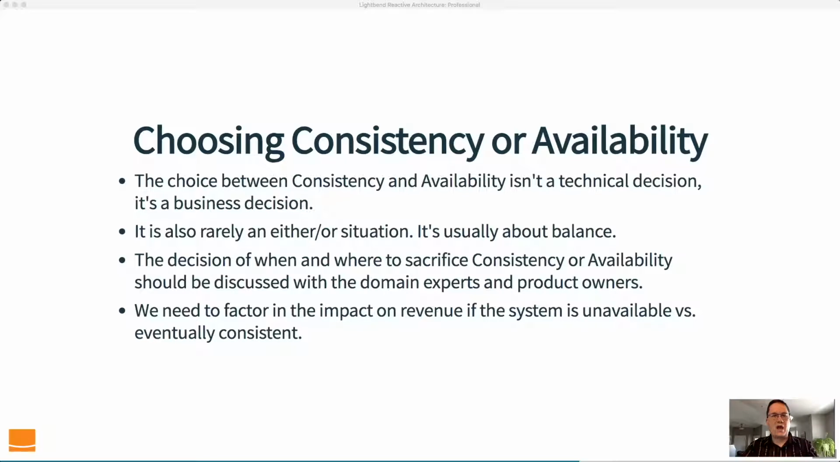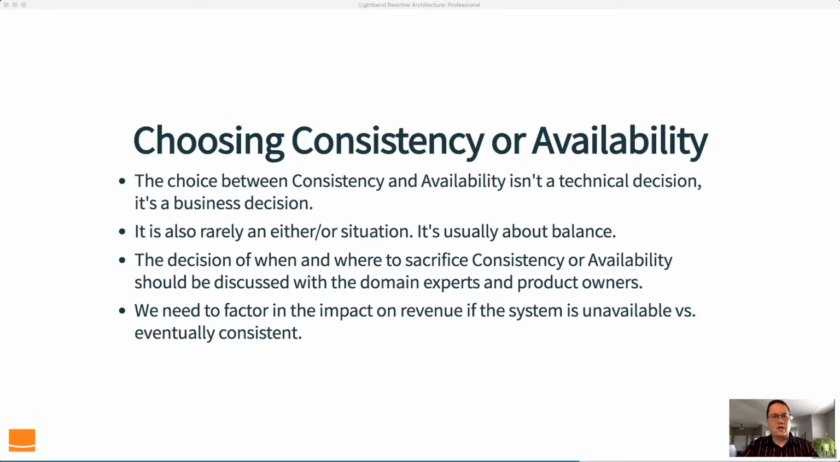So the decision of when and where to sacrifice consistency and availability should theoretically be discussed with domain experts and product owners. We should talk to these people and say, look, we can give you high availability in this situation, but it will cost you this. Or we can give you strong consistency here, but it's going to cost you that. We should be having these discussions so that everybody understands what the consequences are of making this choice. And of course, we realize that from a business perspective, they're going to say, well, can't I have both? And that's when we have to have a conversation about what's possible and what isn't.